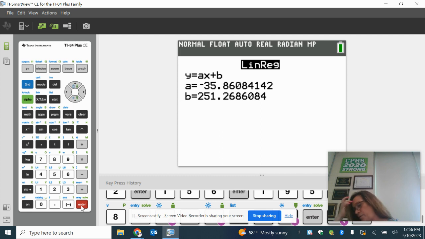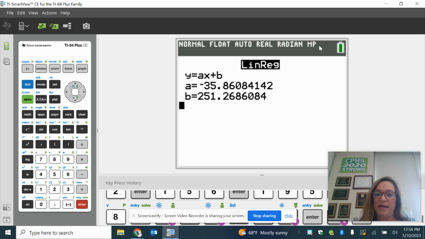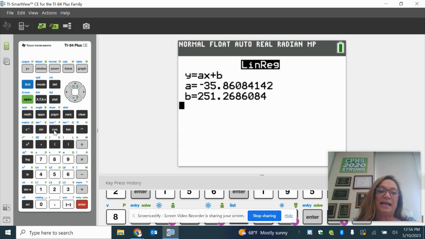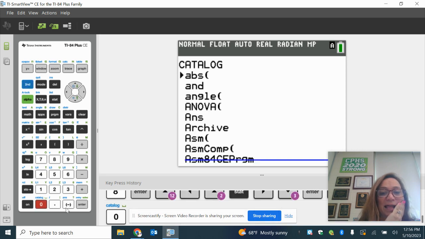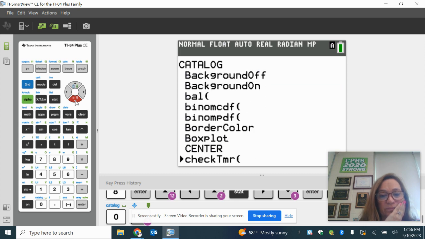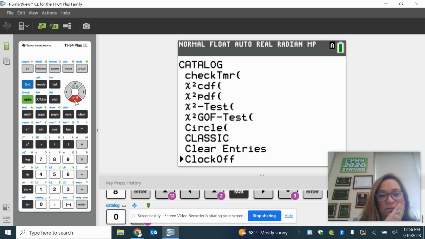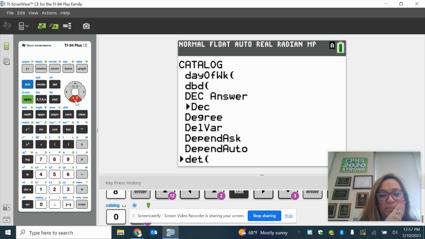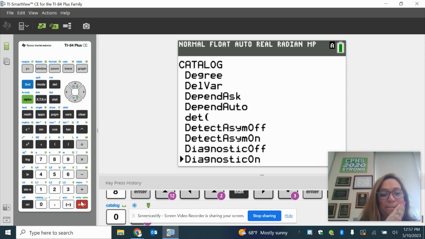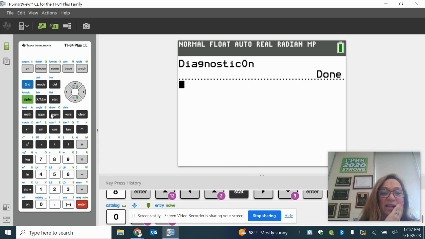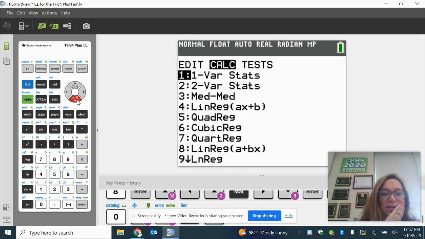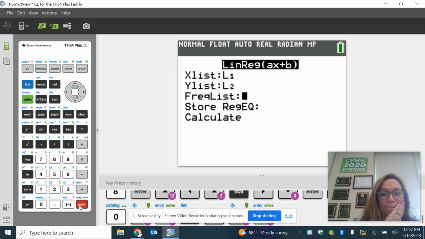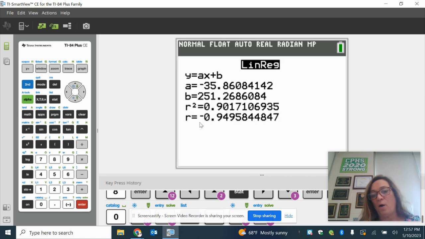Okay, now I do not have my correlation coefficient coming up, so I'm going to turn my diagnostics on to show you that. All right, that is under catalog, so it's second catalog. And I'm going to turn my diagnostics on. Oh no, no, no, no, come on. There it is, diagnostics on. All right, that's under catalog. So stat, calc, linear regression. I'm just doing it again. Okay, so that's my R.